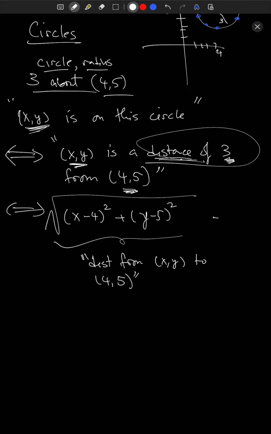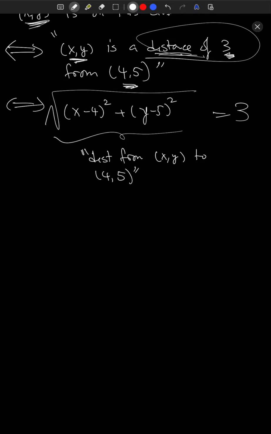Distance of 3, so it is equal to 3. So here we can see this equivalence idea, right? To be on the circle is the same as this quantity is equal to 3. Now, like I said, this thing on the left-hand side is positive. The stuff inside the square root is positive because it's a sum of two positive things.